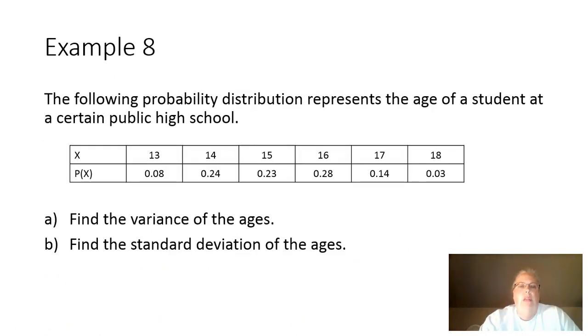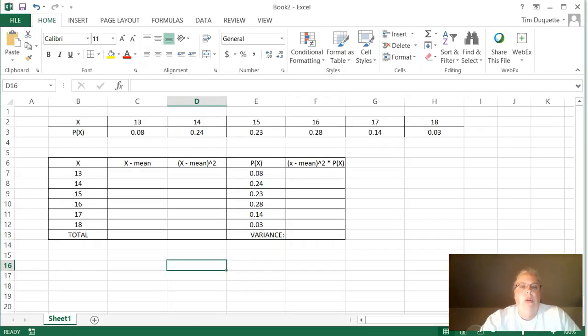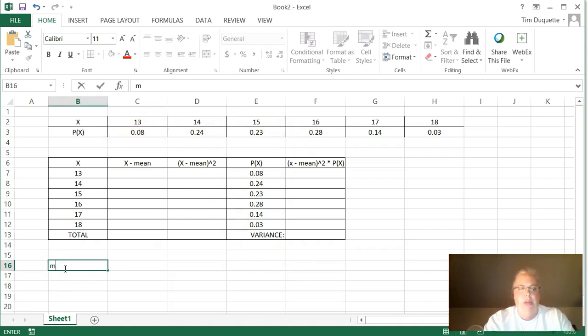Example 8. The following probability distribution represents the age of a student at a certain public high school. A. Find the variance of the ages, and B. Find the standard deviation of the ages. Okay, now I'm going to pull up an Excel spreadsheet so we can do our work over here. Alright, so here is my probability distribution, and the first thing I want to do is figure out what the mean is.